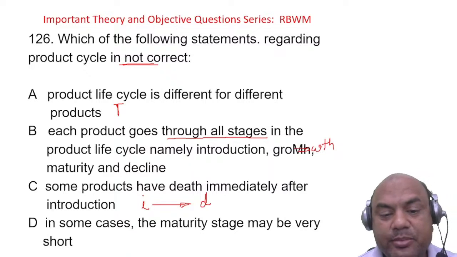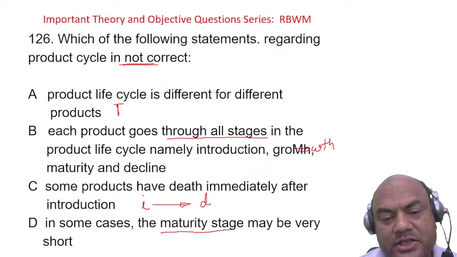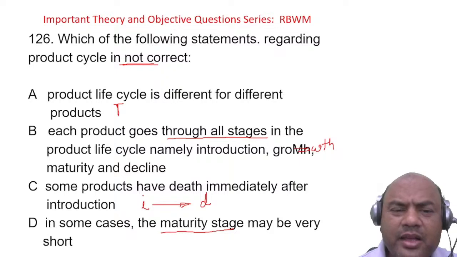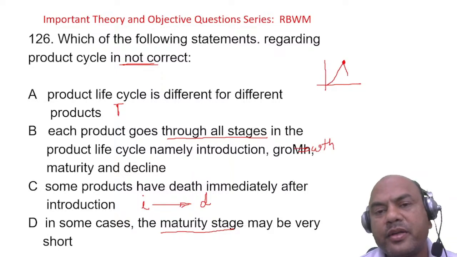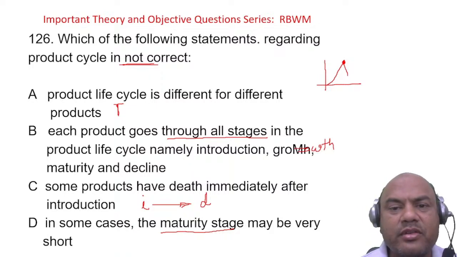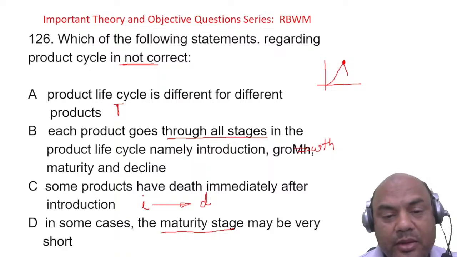In some cases, the maturity stage may be very short. Obviously, the maturity stage is short for some products. Some products move like this. The PLC is like this. It will move like this and immediately go down, at a single point. Nowadays, in this fast age, the maturity stage is very short.